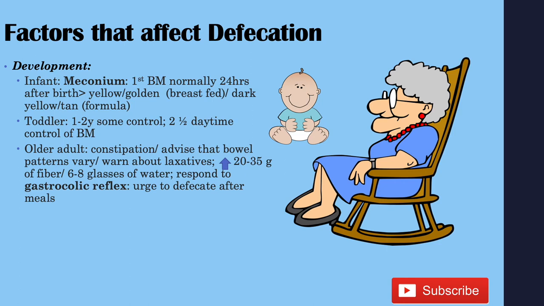And toddlers between the ages of 1 and 2 years old have some control over defecation. And by the time they're 2.5, they normally have daytime control over their bowel movements.